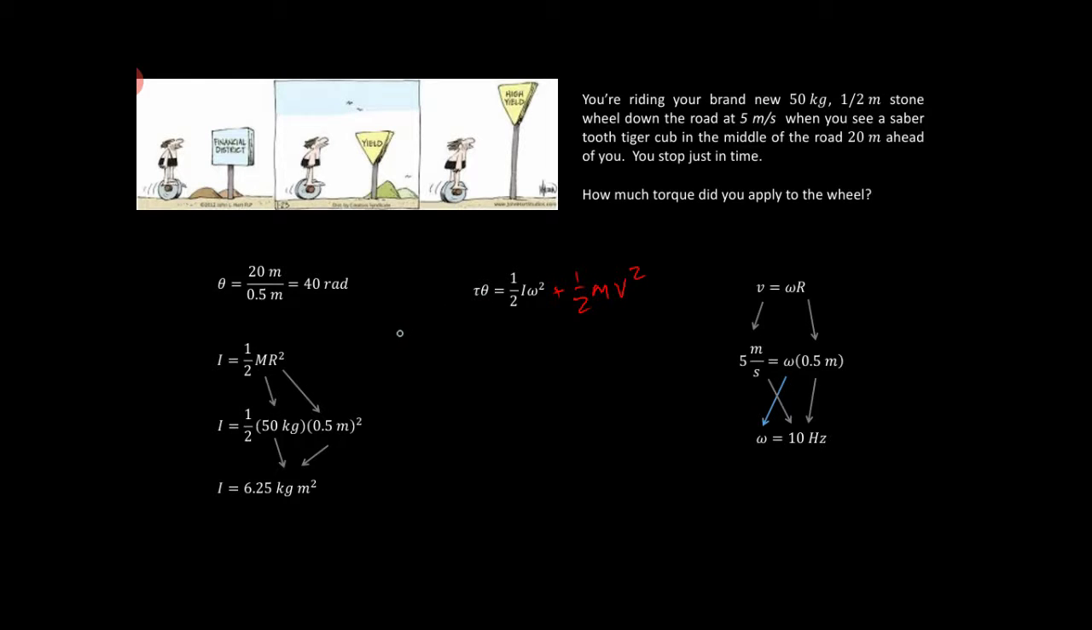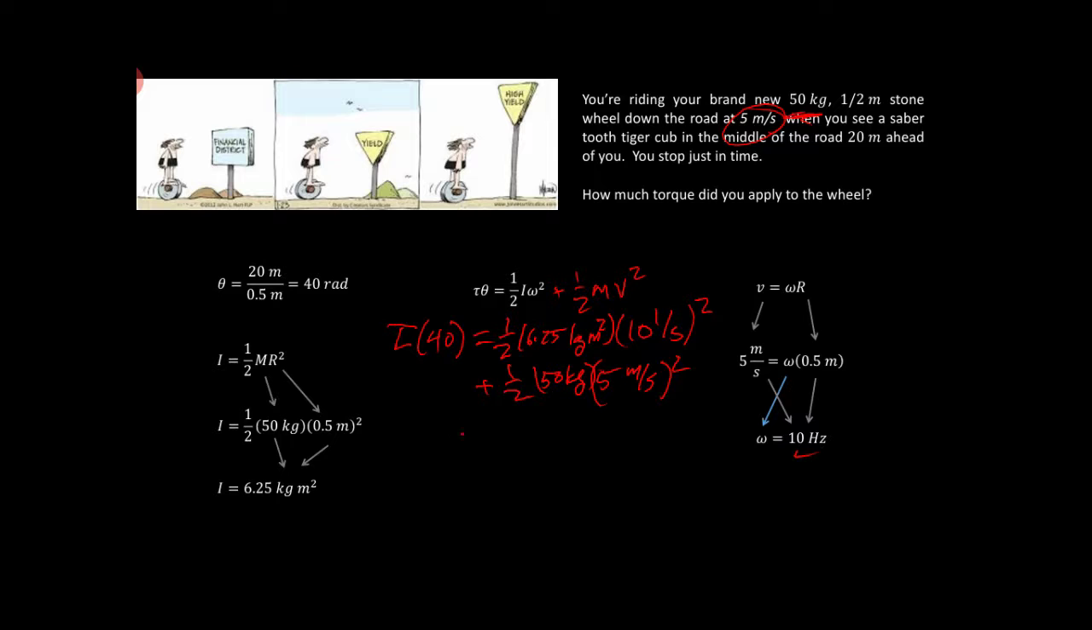Theta is 40 radians. So that's tau, what we're looking for, times 40 is equal to 1/2 I omega squared. That's 1/2 times 6.25 kilogram meters squared times 10 inverse seconds squared, plus 1/2 times the mass, which is 50 kilograms, times the speed, which is 5 meters per second squared.